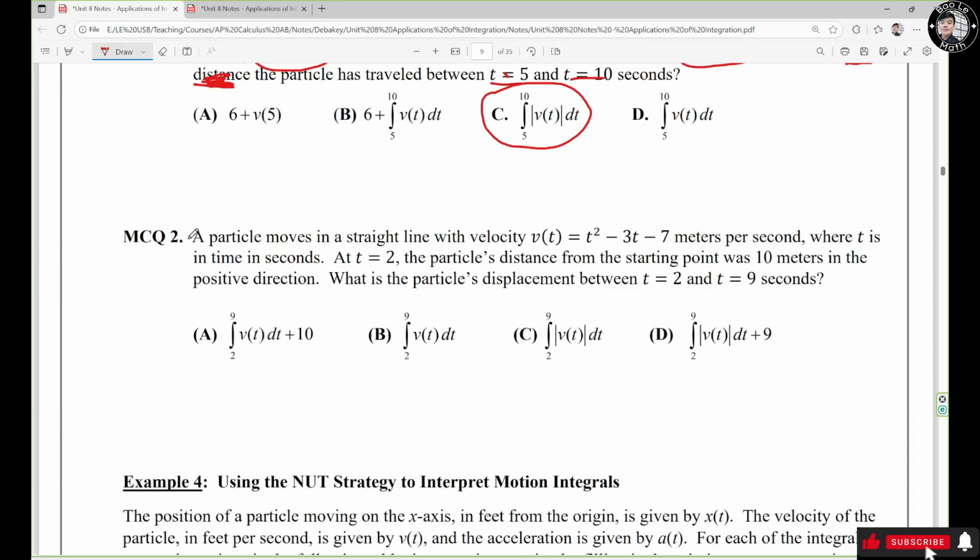The multiple choice 2. A particle moves in a straight line with the velocity v of t equals t squared minus 3t minus 7 meters per second, where t is time in seconds. At time t equals 2, the particle's distance from the starting point was 10 meters in the positive direction. What is the particle's displacement between t equals 2 and t equals 9? The key word right here is displacement, so it can be the integral from 2 to 9 of v of t. That's it, very simple.